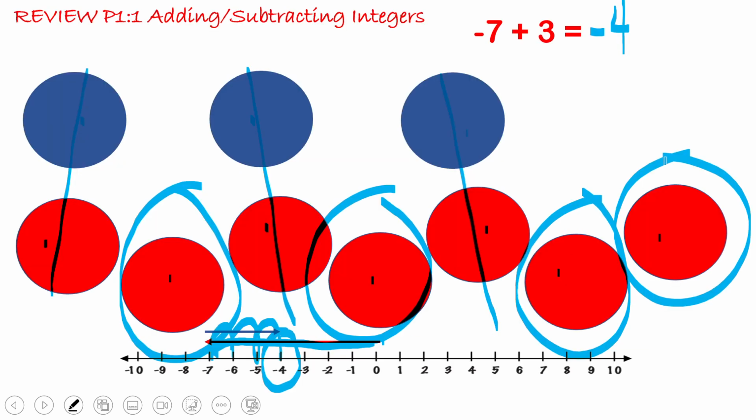Alright, so that's just a little overview on how absolute value matches with integer equations in addition and subtraction, just to think it through and see a visual. I hope this helps, and I'll see you soon.